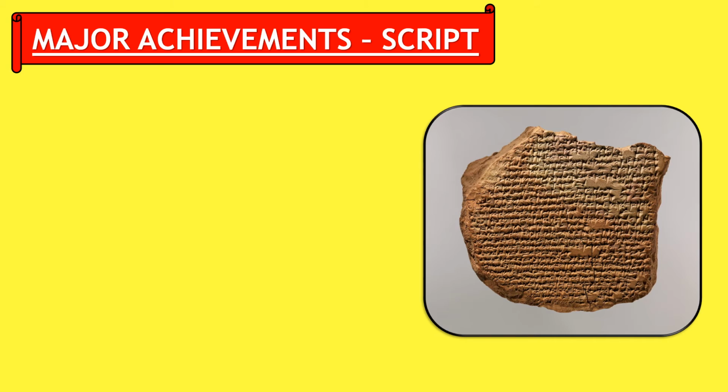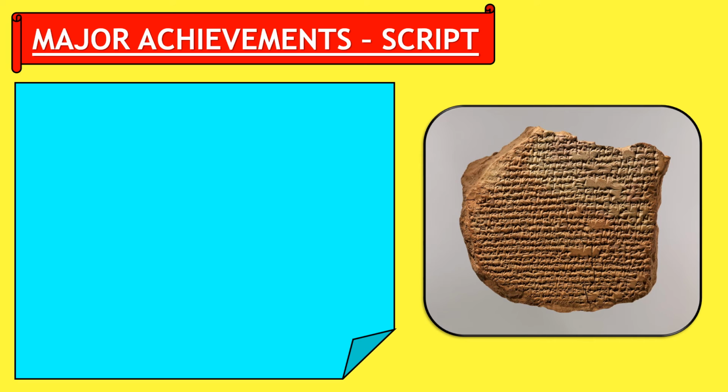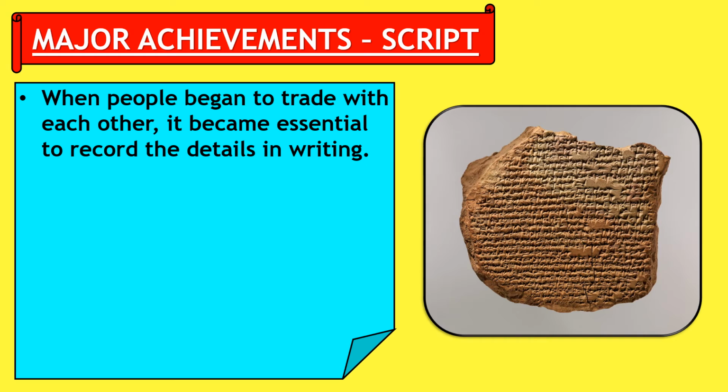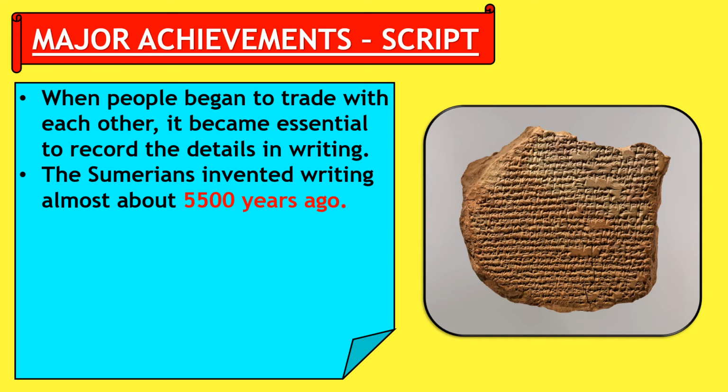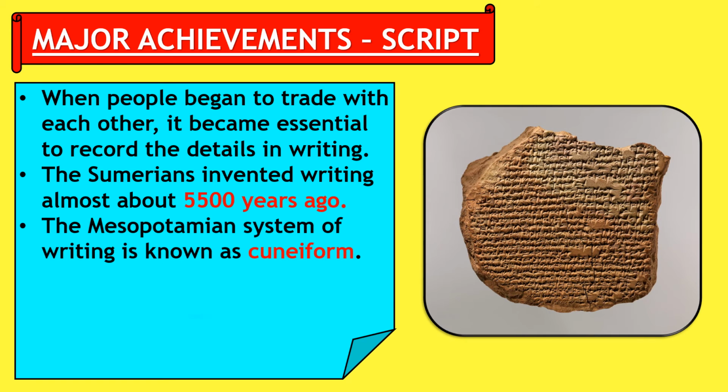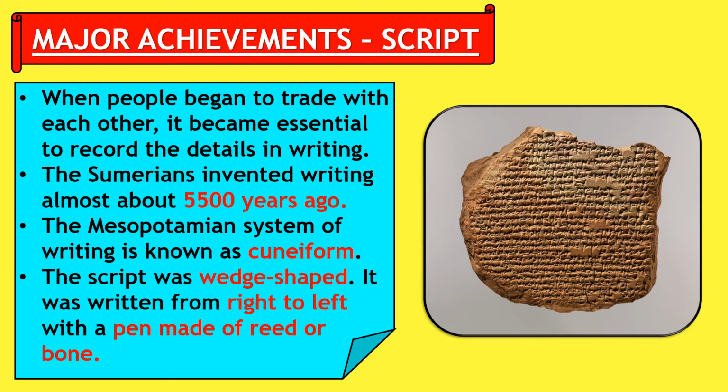Major achievements made by the Mesopotamians in the field of script. When people began to trade with each other, it became essential to record the details in writing. The Sumerians invented writing almost about 5,500 years ago. The Mesopotamian system of writing is known as cuneiform. The script was wedge-shaped. It was written from right to left with a pen made of reed or bone.